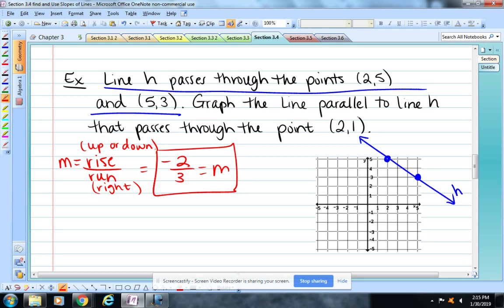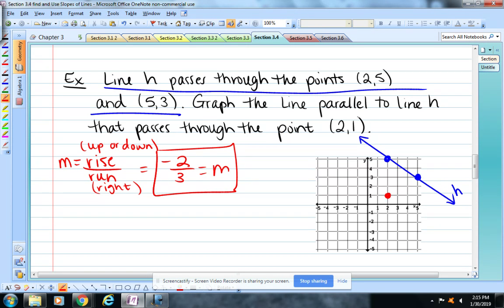3. Okay? So what I'm going to do, it says we want the graph of the line parallel to line H and passes through the point 2, 1. So you're going to graph the point 2, 1. Right 2, up 1. And then you're going to do that same slope.